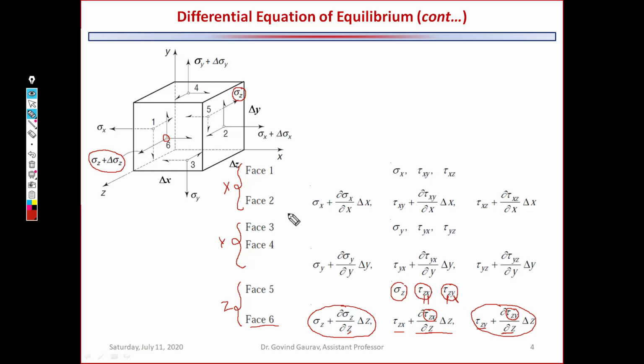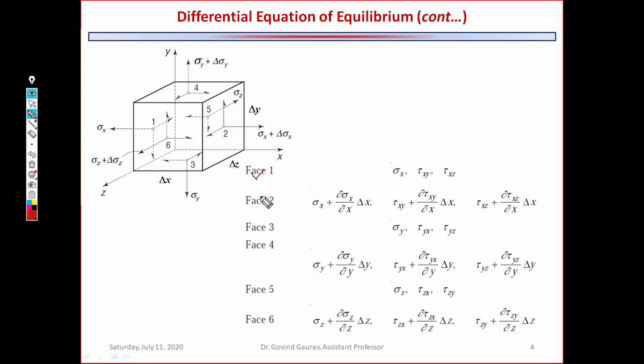So we have found the various forces, the various stresses that are acting at the different faces: face 1, face 2, face 3, face 4, face 5 and face 6. The next step would be to write the equations of equilibrium. For writing the equations of equilibrium, we need the forces.